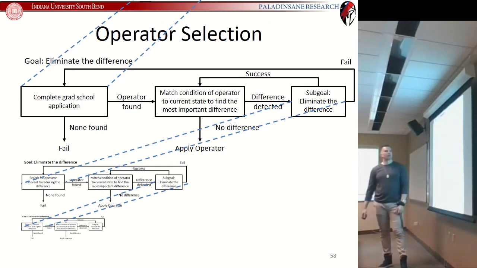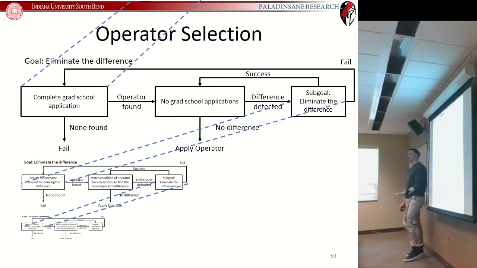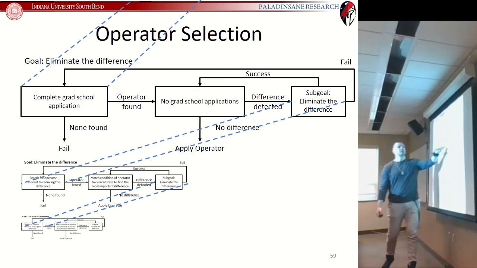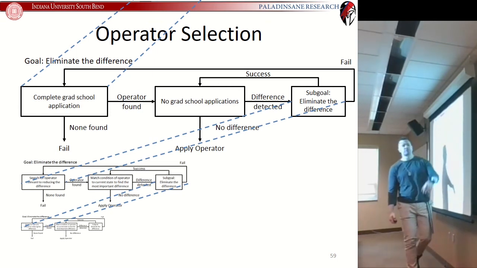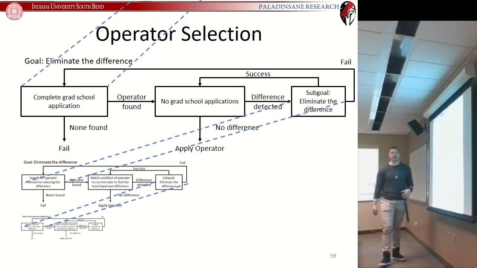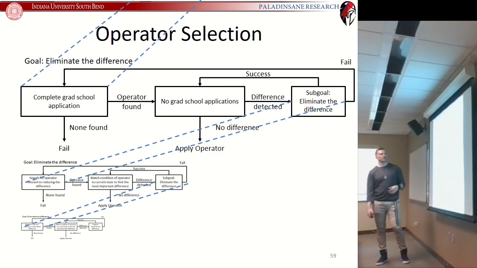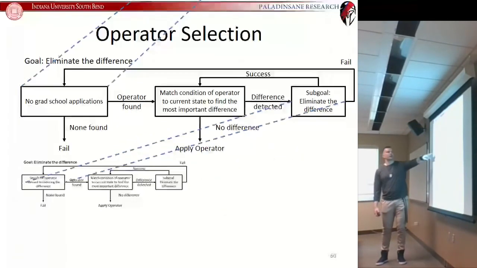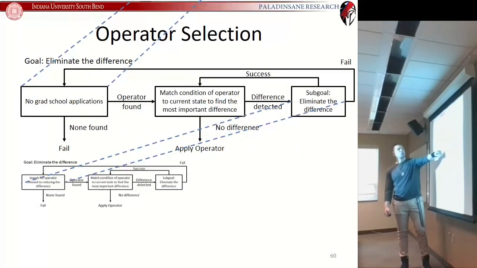Well, you might realize that you don't have a grad school application, right? You know you got to fill it out, but you don't actually have any. So now your sub-goal is to eliminate that difference. Now your sub-goal is to actually find some grad school applications. So we zoom in on there. We got no grad school applications. What's your most important difference? You got to find them.